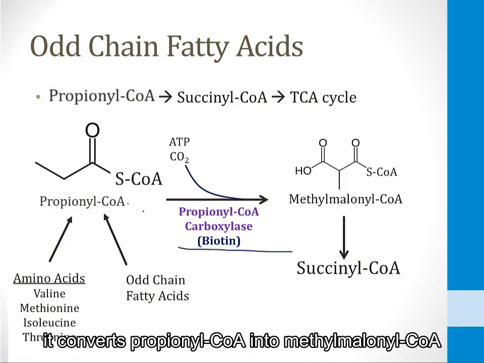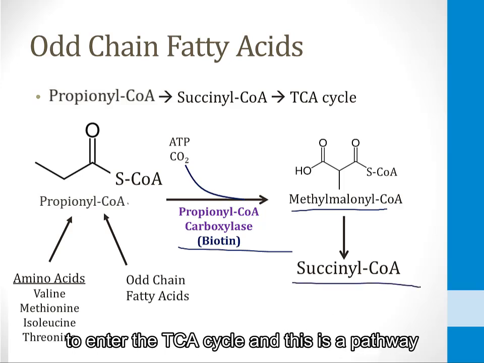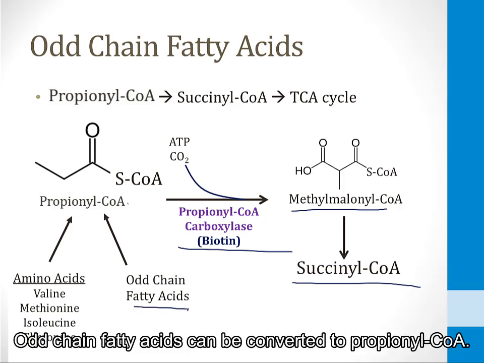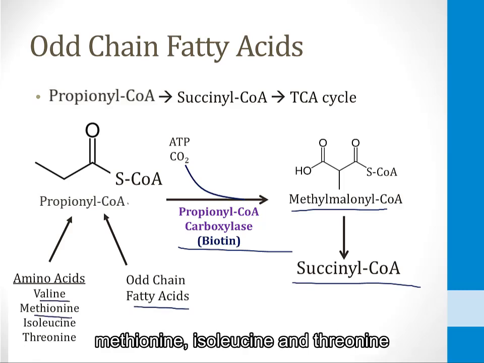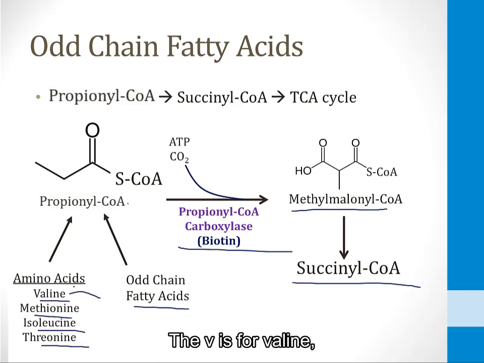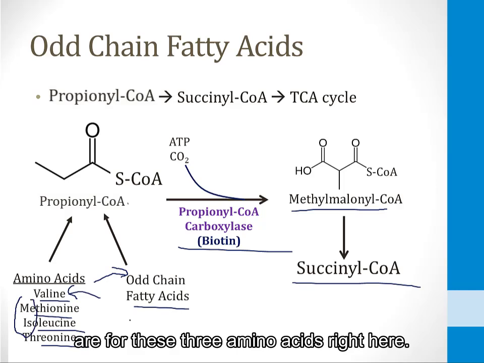It converts propionyl-CoA into methylmalonyl-CoA, which can then be converted into succinyl-CoA to enter the TCA cycle. And this is a pathway by which many different structures enter the TCA cycle. Odd-chain fatty acids can be converted to propionyl-CoA. So can the amino acids valine, methionine, isoleucine, and threonine. And some people use the mnemonic VOMIT to remember these structures. The V is for valine, the O is for odd-chain fatty acids, and then M, I, and T are for these three amino acids right here.